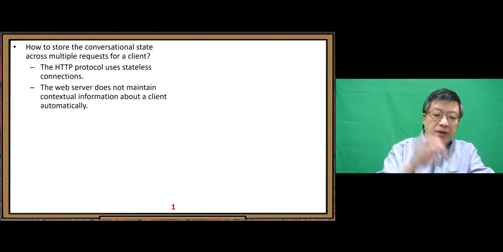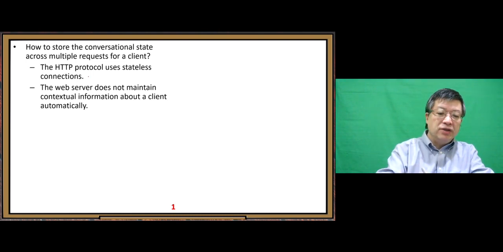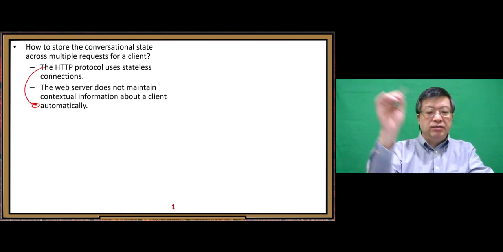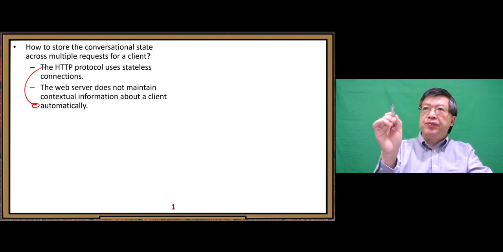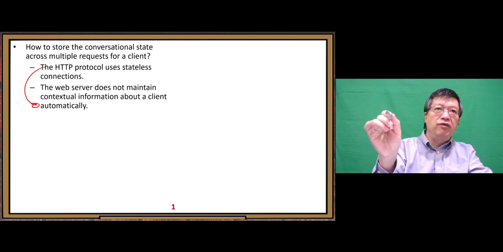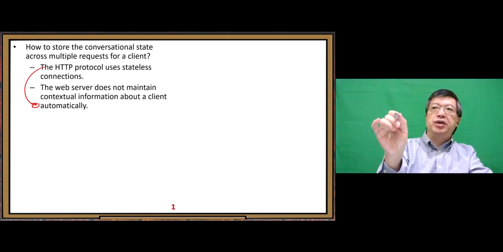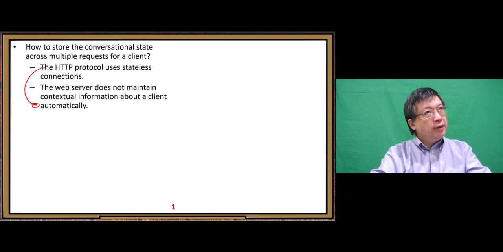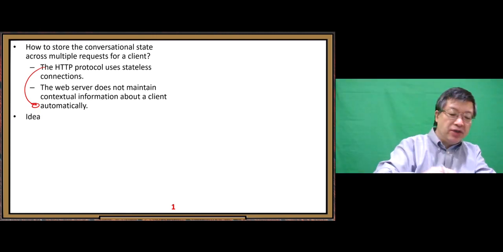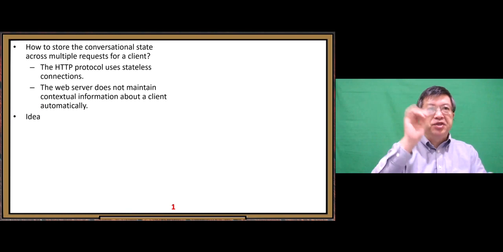The web server does not maintain contextual information by a client automatically. So that means by default, it does not maintain that information. So you need to request it. If you need to store that contextual information, you need to request extra resource for it. Otherwise, you won't get it. Because it's pretty expensive. You need to request it. So let me describe the idea behind this technology.